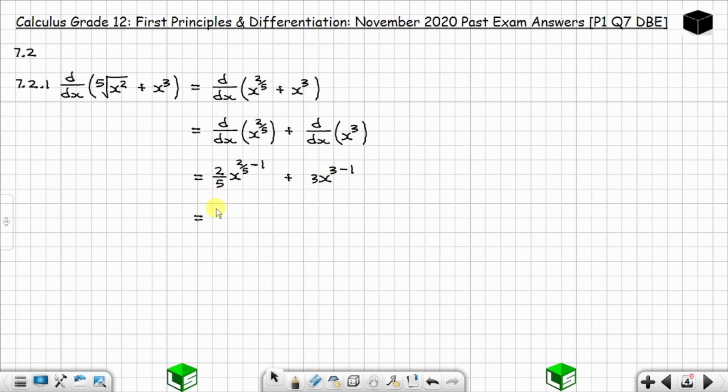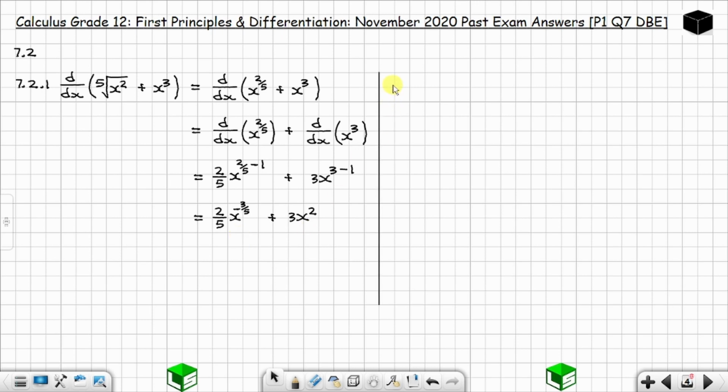This is equal to 2 over 5 x to the power of, when you do this, 2 over 5 minus 1, this will give you negative 3 over 5. If you are not good with fractions, you can use your calculator to check that. So it's negative 3 over 5. Plus 3x squared. This is 2. 3 minus 1, it's 2. So it's 3x squared. And this is the final answer. Okay, we have solved the question.